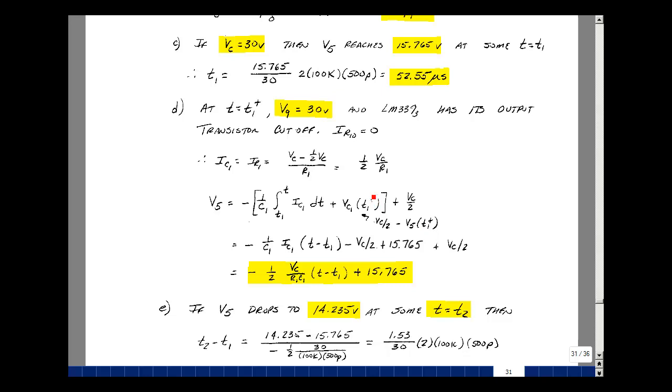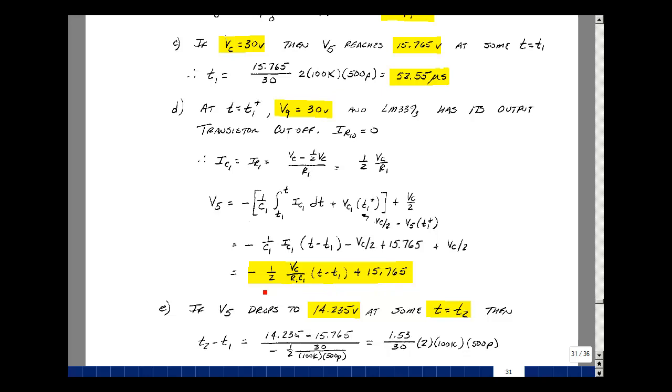Okay, so let's put that in. It's 1 over C1. Bring out the I sub C1. The integral of 1 dt is going to be just t, so it's going to be the upper limit minus the lower limit. And then we're going to subtract this term here, so minus V sub C over 2. And then the voltage here was 15.765, so we're going to subtract that. And then we're going to add V sub C over 2. So these two are going to cancel, and we just get the expression here. So I've got a minus 1/2 V sub C over R1 C1, and then T minus T1, and then 15.765. So now we're actually changing the slope of our integration.